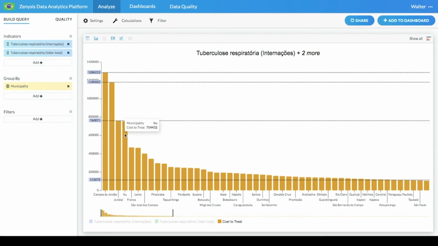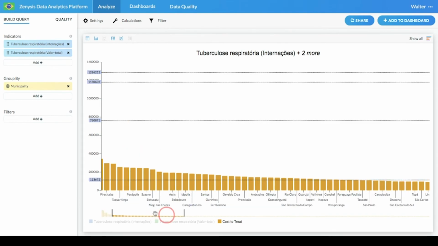This could be a sign of potential data quality issues as it relates to either the denominator or the numerator, for the total financial spend to treat tuberculosis or for the total number of cases of tuberculosis. Either way, it certainly warrants further investigation to identify why it is these four municipalities cost so much more than all of these other municipalities in the realm of treatment of tuberculosis.